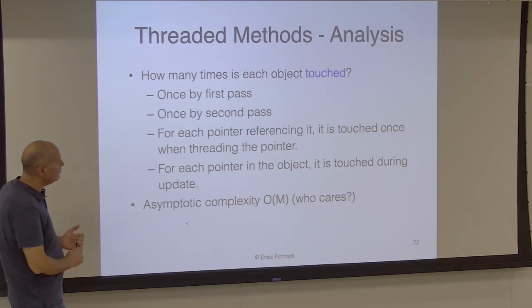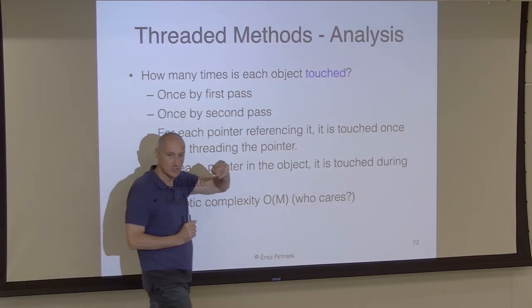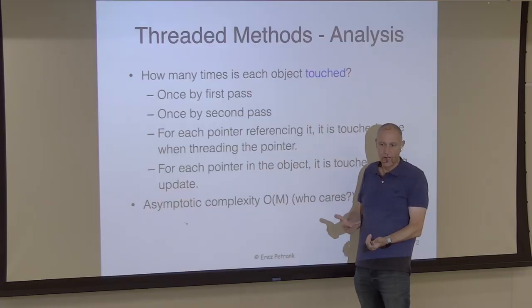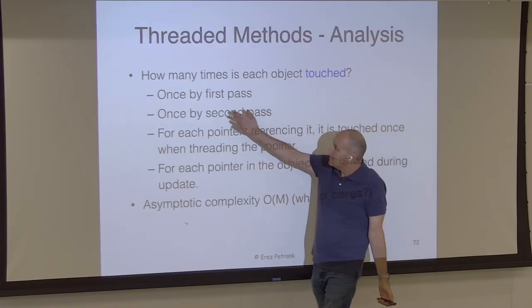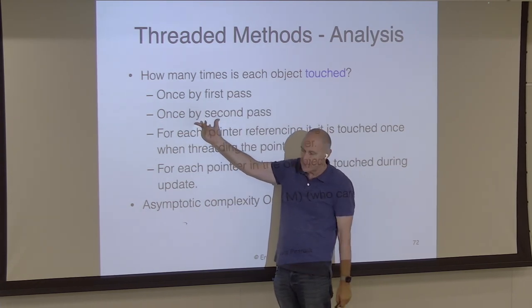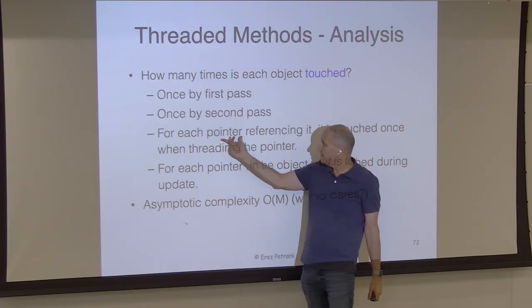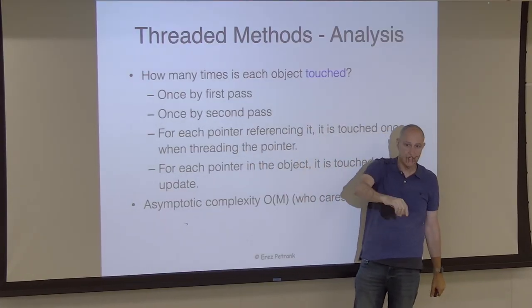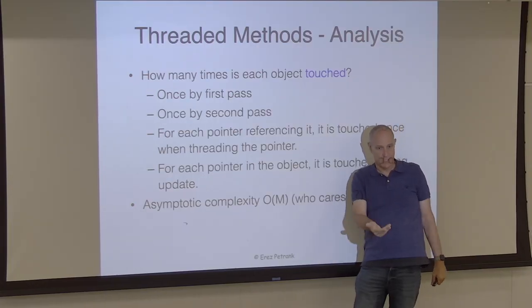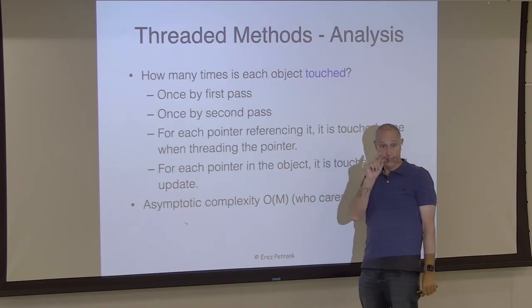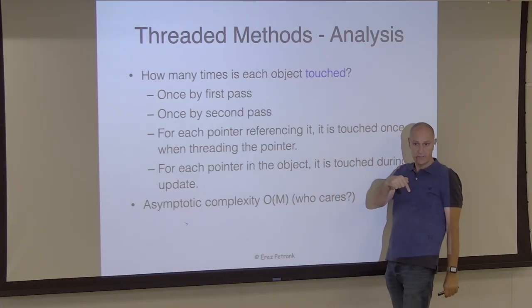Okay, so how many times is an object really touched? I'm saying two passes, but an object is not touched just twice. It is touched once by the first pass and a second time by the second pass. But for each pointer that references it, this pointer is going to come and thread itself into the object. And so there is a touch of the object. We touch the object for each pointer that references it.